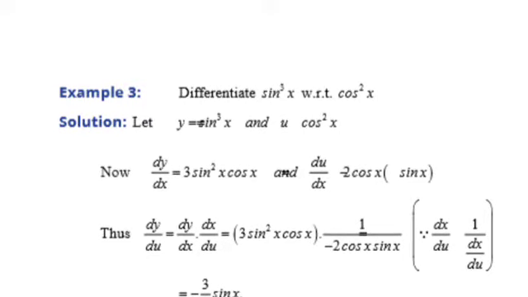Now in this question we have: differentiate sine cube x with respect to cos square x. We let these values, first is y and second is u. We differentiate y with respect to x and u with respect to x. Sine cube x gives 3 sine square, and the derivative of sine is cos x. Derivative of the base in u, du by dx: the derivative of cos square is 2 cos, and the derivative of cos is minus sine. We apply the chain rule.